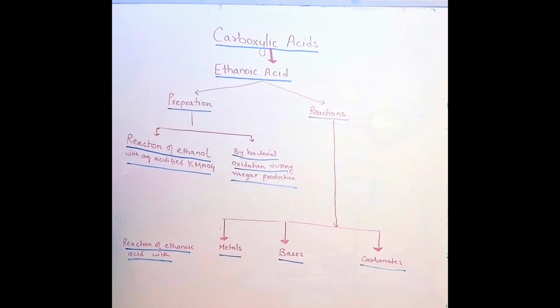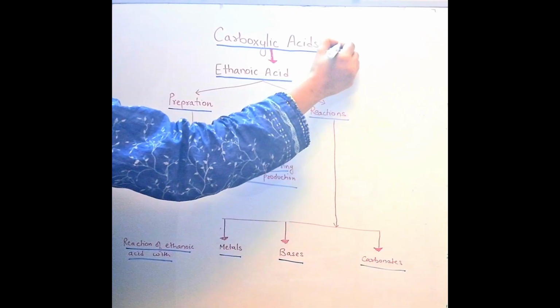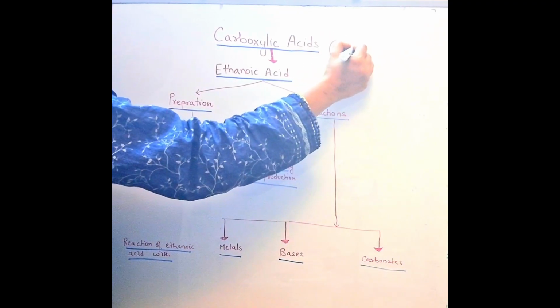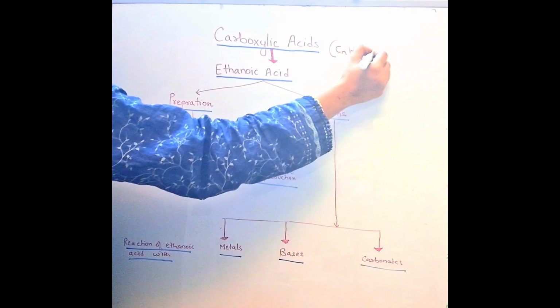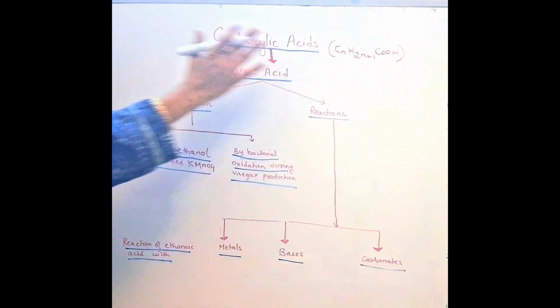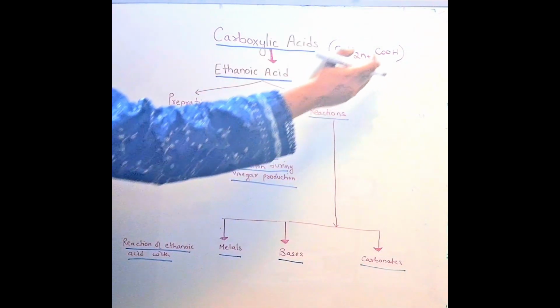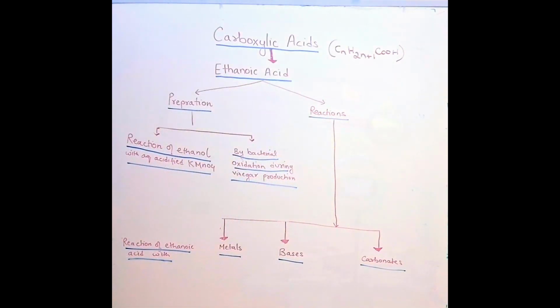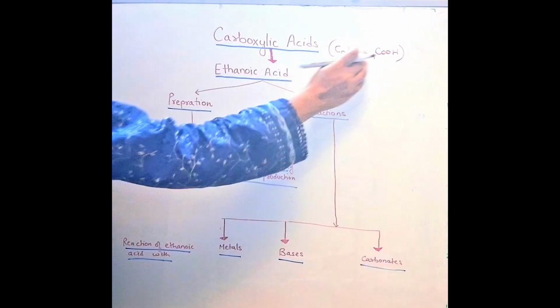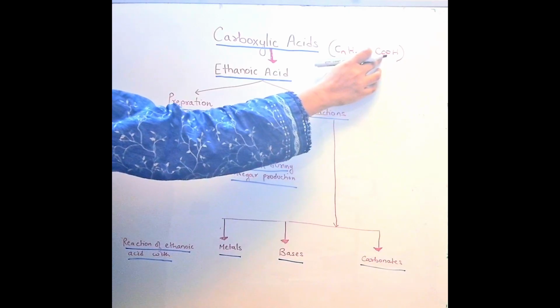Now, in carboxylic acid, we have already discussed its general formula. So, what is the general formula of carboxylic acid? It is CnH2n+1COOH. This is the general formula of carboxylic acid, and we know the general formula helps us to get the molecular formula. And while naming carboxylic acid, we need to include this carbon also in numbering the carbon.